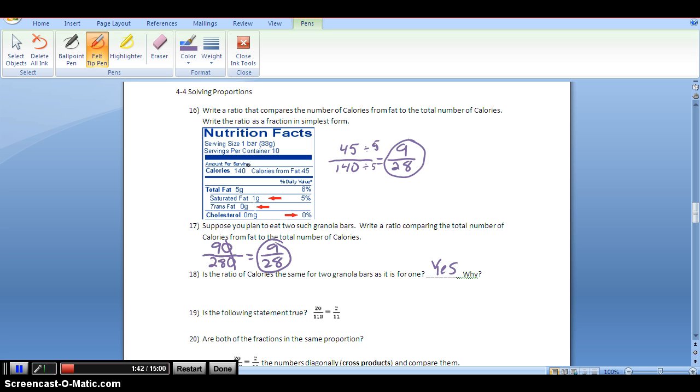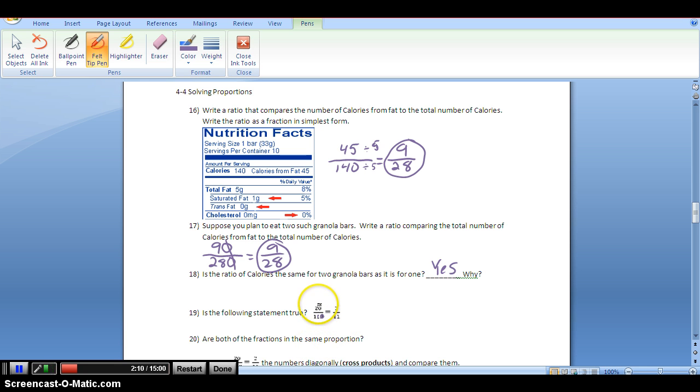Okay. Is the following statement true here? This is 20. Oh, I can't even read this here. Okay, this says 20 over 110 equals 2 over 11, so that's 110 there. Okay, is that following statement true? Is 20 over 110 equal to 2 over 11? Are both, and how can we tell?